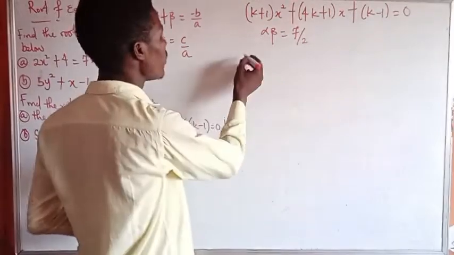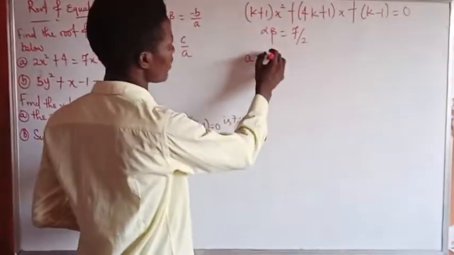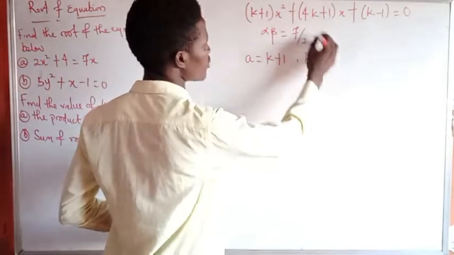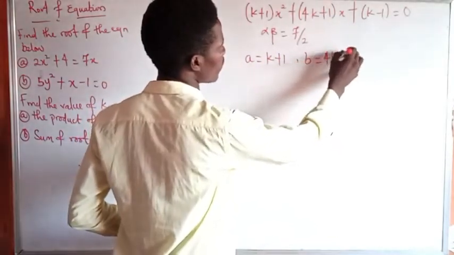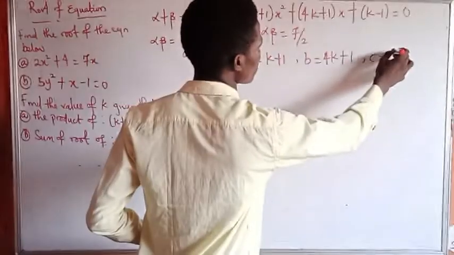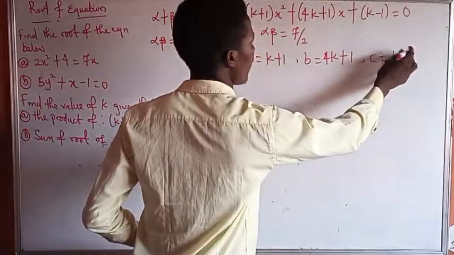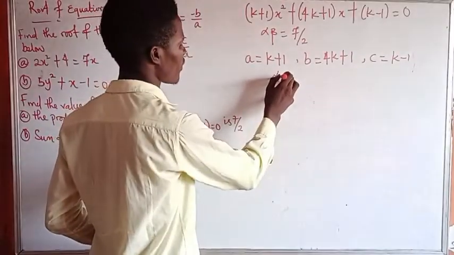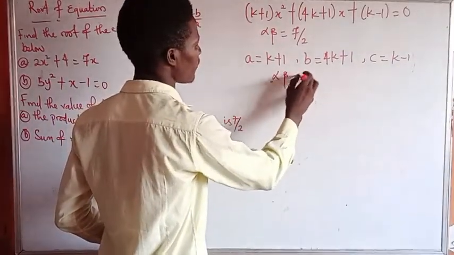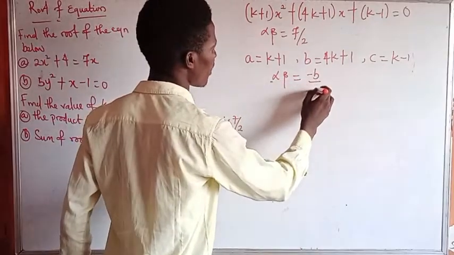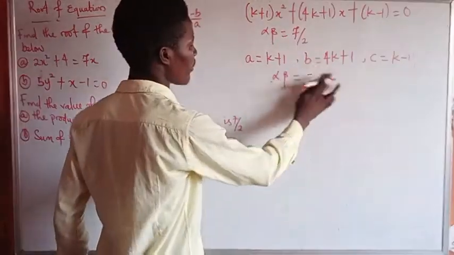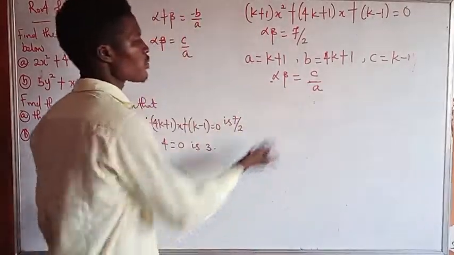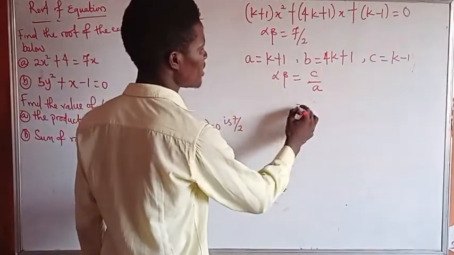Alright, so very simple. Here my a is what? k plus 1. Alright, my b is what? 4k plus 1, and my c is what? k minus 1. Alright, so here, you know your alpha beta, the product of roots, the formula is what? c over a. So what is our c here? Our c is what?